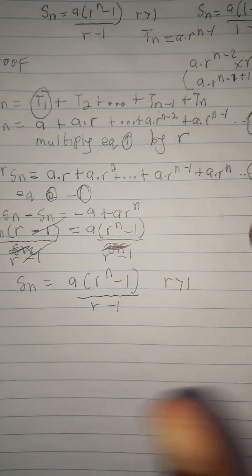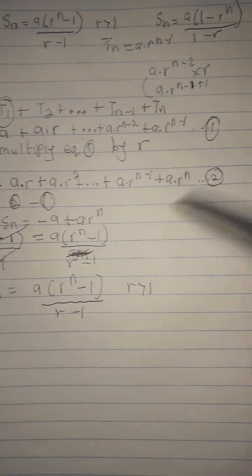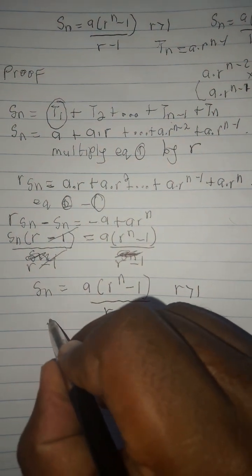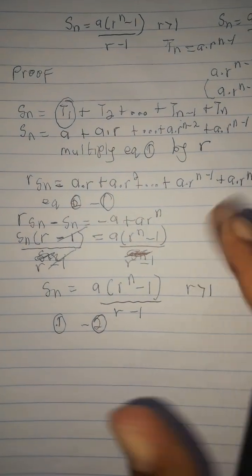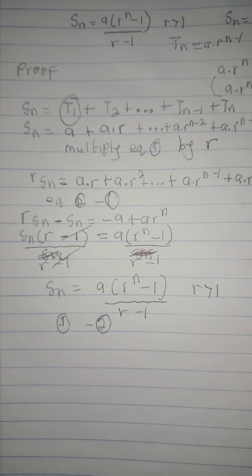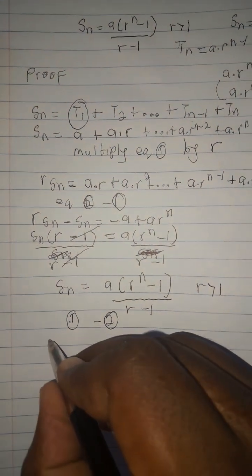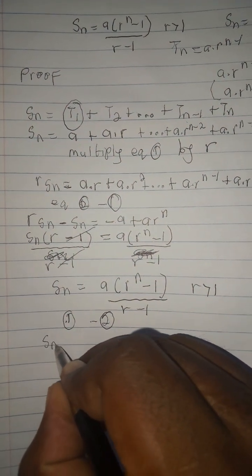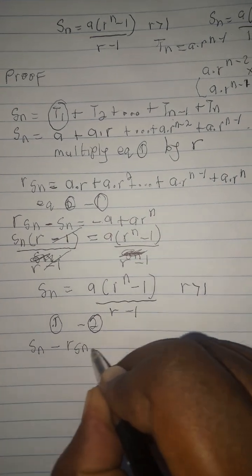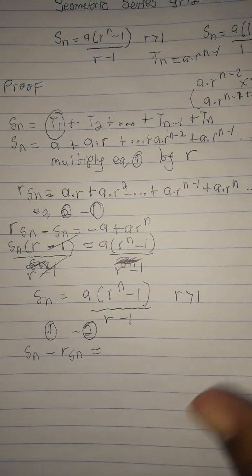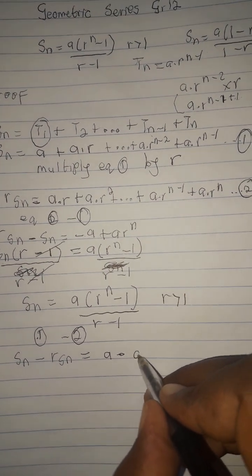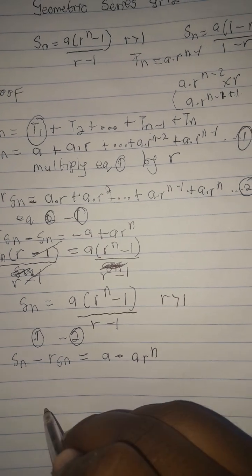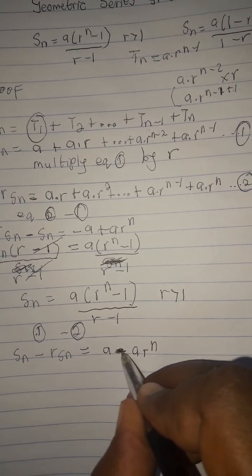What about the other one? To find the other one, remember, we will apply the same technique, but in this case you will subtract equation 1 minus equation 2. So when you subtract equation 1 minus equation 2 using the calculations that we have done there, you will be left with Sn minus RSn, right? So by subtracting this, we'll be left here with A minus A r to the power of n, right? So it's a vice versa, but you'll see how it goes.